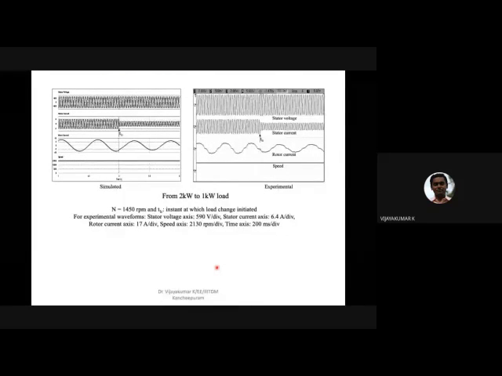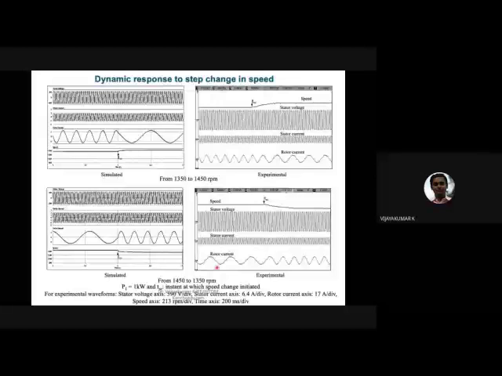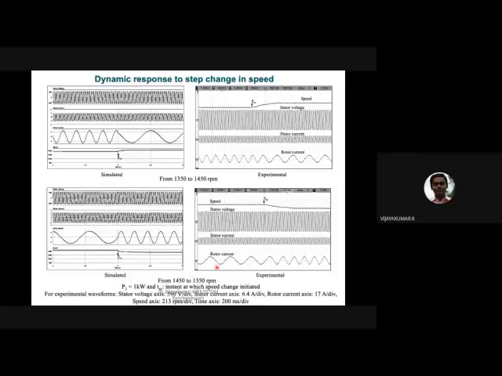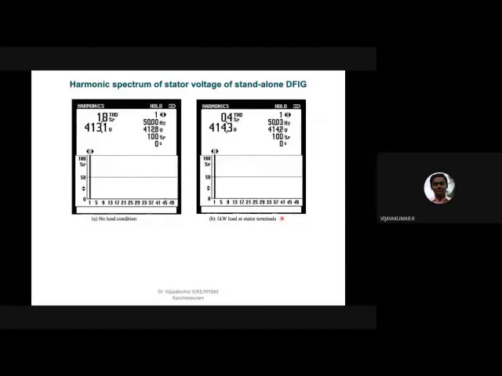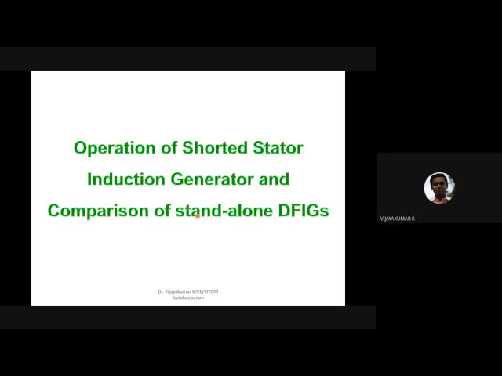Here, the step change in speed. If you are making a step change in input, you have to change the speed, the wind velocity. If wind velocity changes, obviously your turbine speed will change. Then you can do the step change in speed and plot these curves, right? Harmonics are also within the limit as per IEEE. If you are connecting distributed generation to the smart grid, it should be less than 5%, right? So that's what we have done.